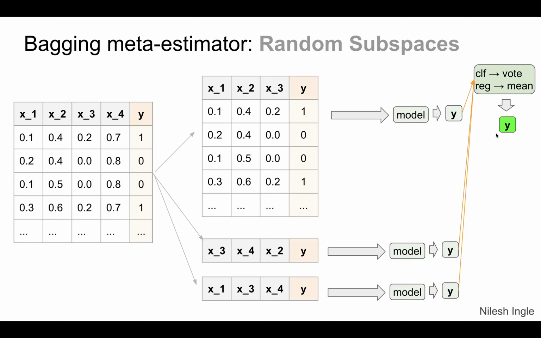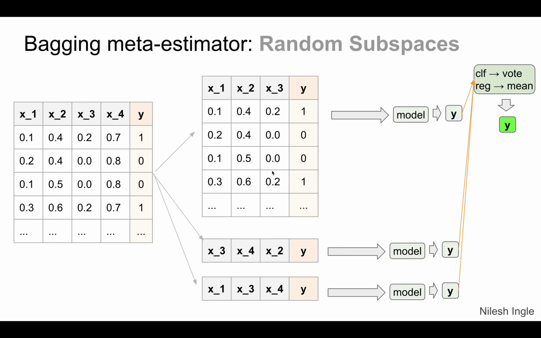Finally, there is random subspaces. So far what we have done is we have sampled rows only. So we did not sample the features. In random subspaces, what we are trying to do is we take all the rows, but then we sample the features as shown here. So the first subset has three features: x1, x2, x3. Then we have x3, x4, x2. Then we have x1, x3, x4.